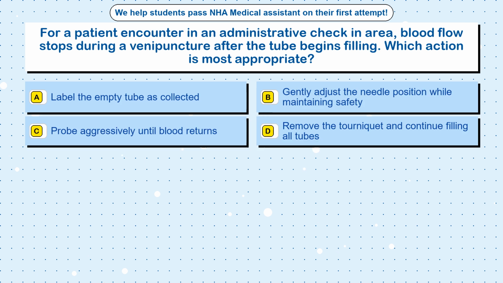Question 40. For a patient encounter in an administrative check-in area, blood flow stops during a venipuncture after the tube begins filling. Which action is most appropriate? Option A. Label the empty tube as collected. Option B. Gently adjust the needle position while maintaining safety. Option C. Probe aggressively until blood returns. Option D. Remove the tourniquet and continue filling all tubes.